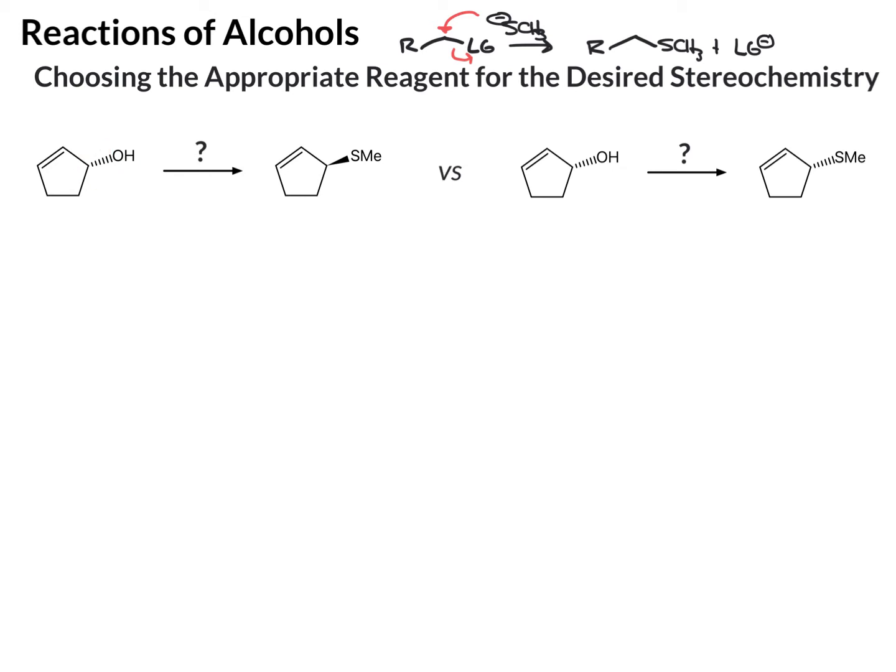So in both cases, we're starting with a back OH. But how do we pick the appropriate reagents if we want the SCH3 group out versus back? So think about the net stereochemistry outcome. In the first, we have a net inversion. In the second one, we have a net retention of stereochemistry.